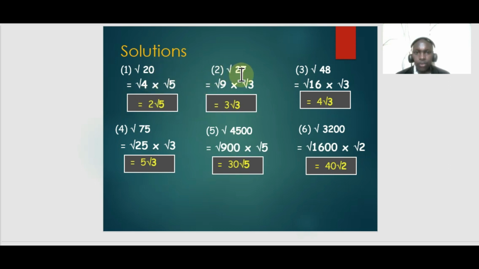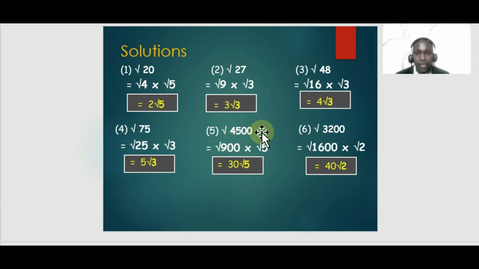So we go to number 2, root of 27. These two numbers are root of 9 times root of 3 will give us root of 27. The square root of 9 is 3. This one is the square root of 3, that is 3 root 3. We go to the next one, root of 48. We break down this one into 16 times 3. So the square root of 16 is 4. The square root of 3 remains, giving 4 root 3. The next one, number 4, root of 75. We can break down this one into two parts. 25 times 3, we get the root of 25 as 5. The root of 3 will remain to be like that, and this one will give us 5 root 3.